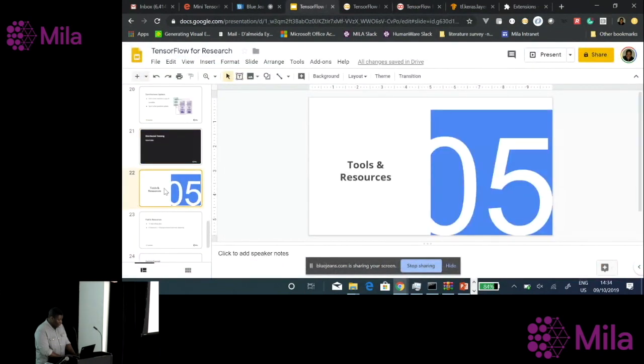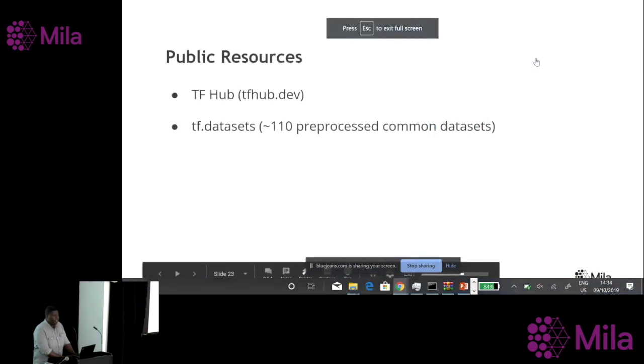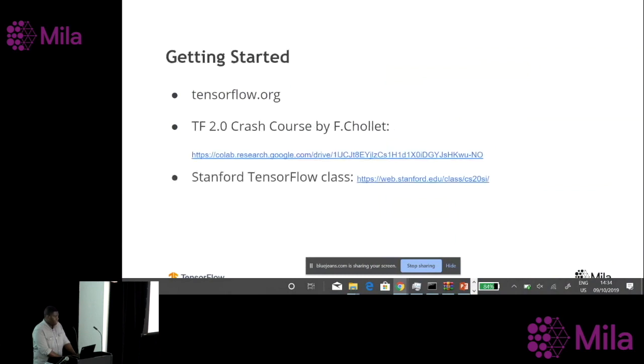And the last thing I wanted to share with you is some public resources for us researchers. So everybody loves pre-trained weights, right? So you can go to TF Hub to get access to some pre-trained models. And I'm also very excited about TensorFlow datasets, which is a collection of more than 100, I checked yesterday, pre-processed common datasets we use both for language modeling, object detection, and many tasks. So you will like to use this. And these are some resources to get started with TensorFlow 2.0 for researchers. I used some of these to prepare the slides.